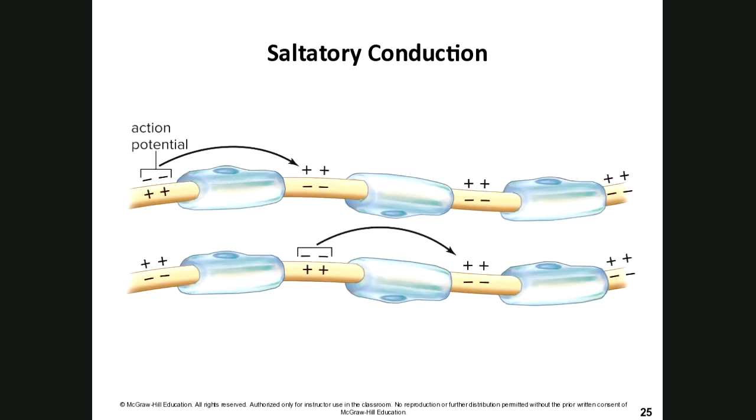So what we call this jumping from one node to the next is saltatory conduction or saltatory propagation. So we have action potential happening here, we have it happening here, we have it happening here, but we don't have it on these parts where the myelination is taking place. So it's literally jumping from one node to the next.